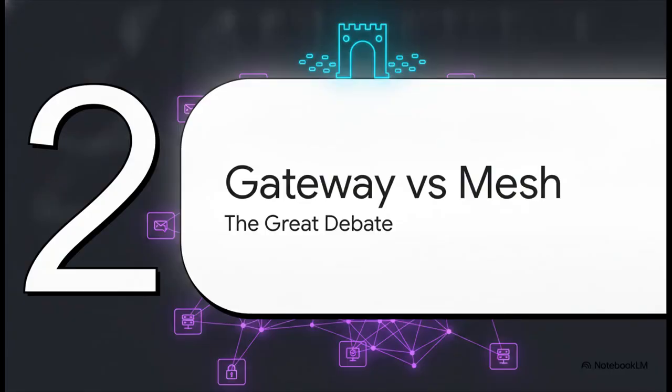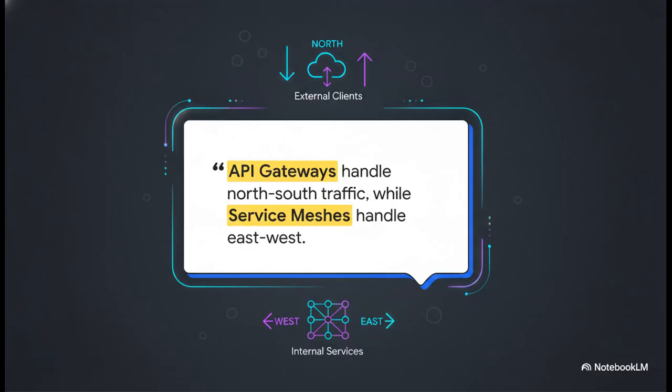Section 2. Gateway versus service mesh. Okay, so now that we have our front door defined, how do our microservices actually talk to each other securely once you're inside the house? If you've been around microservices for a bit, you have absolutely heard this quote. API gateways handle north-south traffic, while service meshes handle east-west. I mean, this directional framing has been repeated in conference talks for years now.